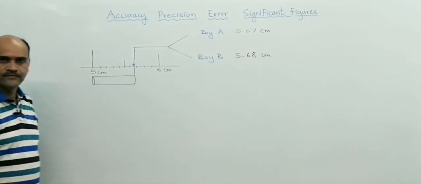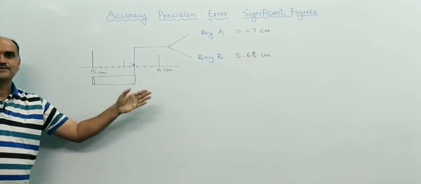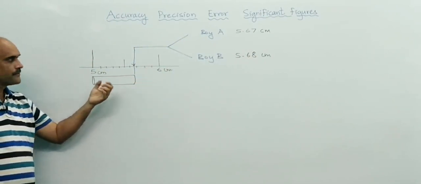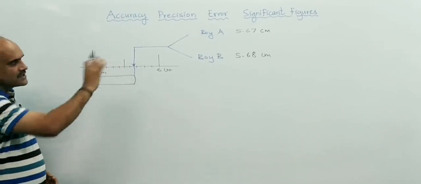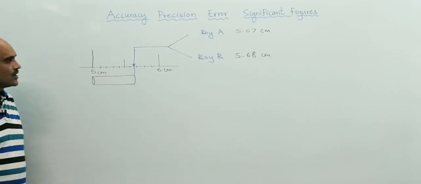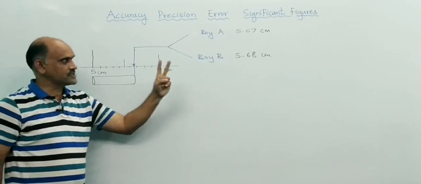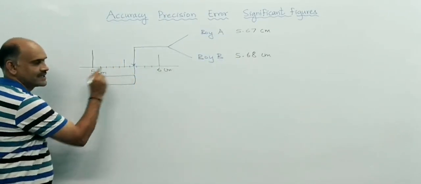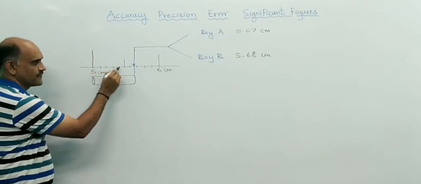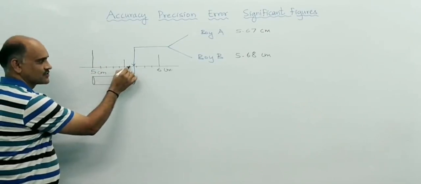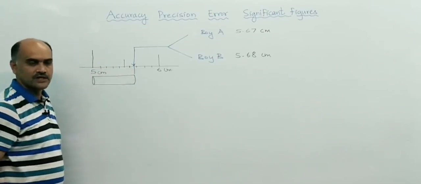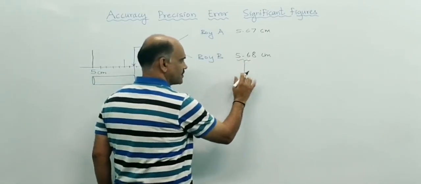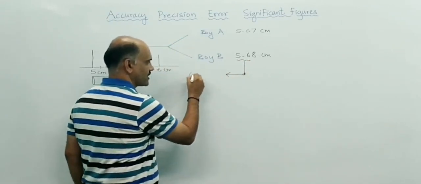5.68 centimeters. Another may measure it and say, no sir, it is 5.66 centimeters. Now, among these two values, if you observe, the first two digits we are very confident about, because we have the reading over here: 1, 2, 3, 4, 5, this is 6. So up to this we are confident. First two digits we are confident.